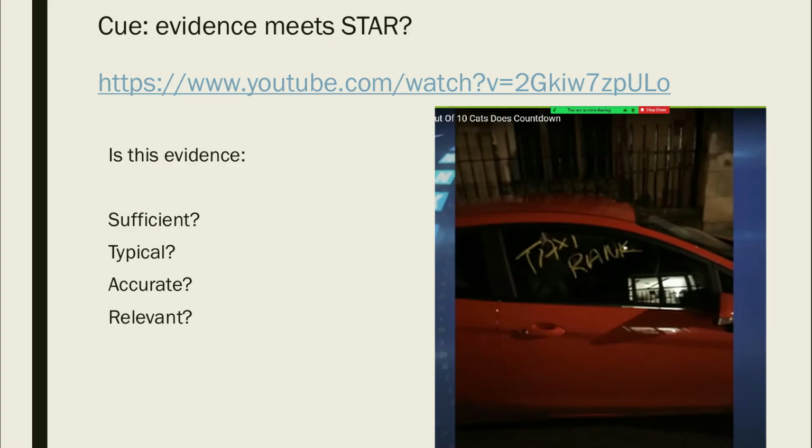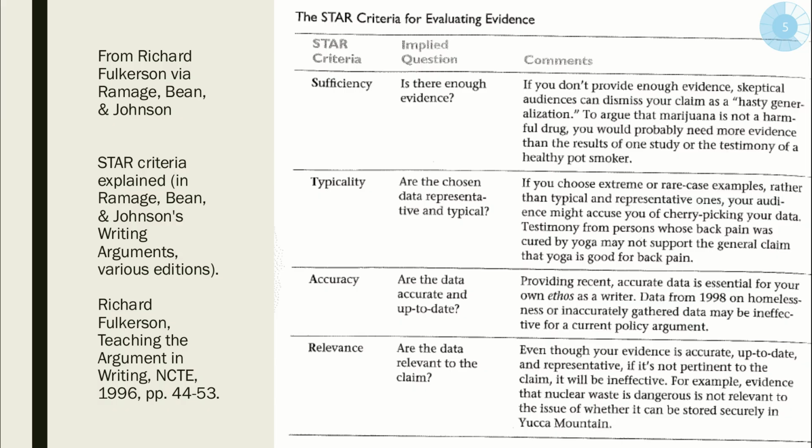And there are some laughs along the way. It's a pretty good example that could be used with the STAR criteria. And so I ask students, is this evidence, this picture, sufficient, typical, accurate, or relevant when it comes to a parking fine? And they have an opportunity to talk about that. We talk about it a little bit as a class. And I also present to them the STAR criteria. This is a sample that I have.